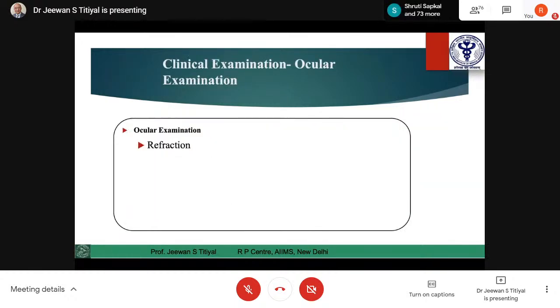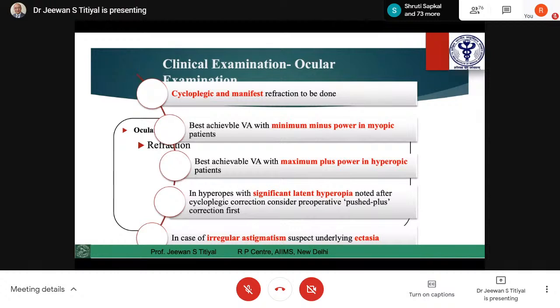Refraction wise, we should always look for a manifest refraction with these patients. That means you have to do refraction and cycloplegia to get the best achievable visual acuity. If you consider a myopic patient, you all know normally we take the minimum myopic number or concave lenses to have the best visual acuity. It's just the reverse for a hyperopic patient, where we go for the maximum plus power, which gives the best visual acuity. So this way you can correct patients and still have a good outcome.